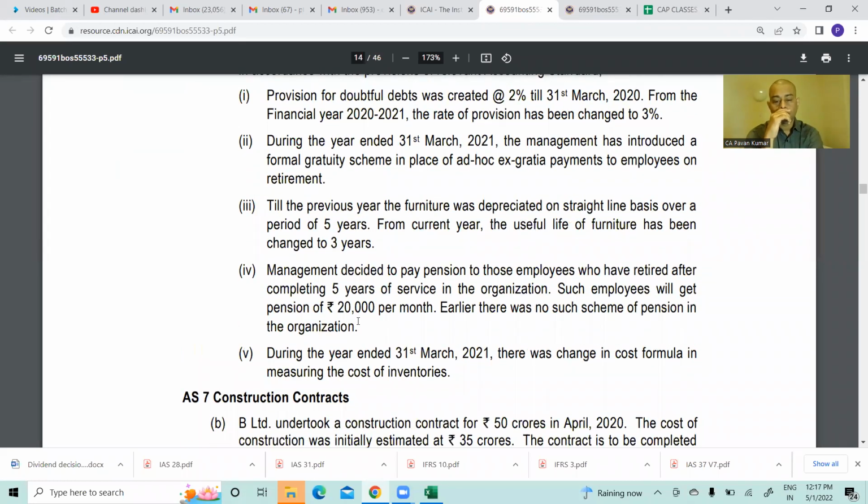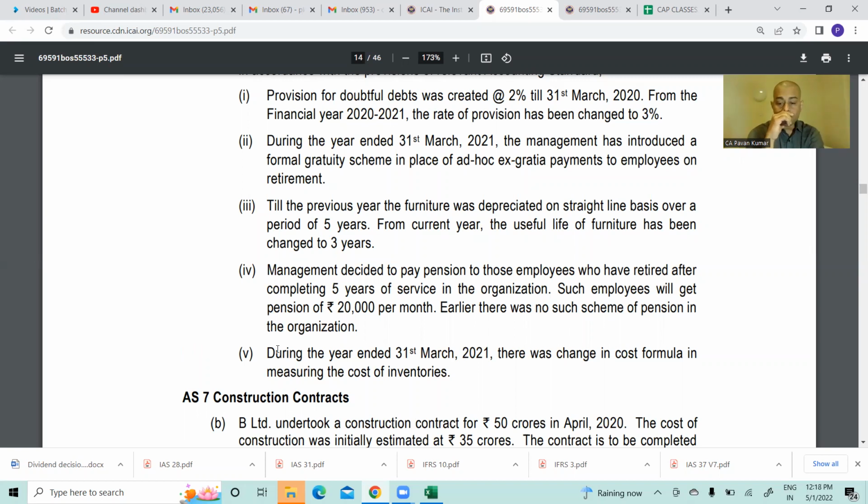Management decided to pay pension to those employees who have retired after completing 5 years of service in the organization. Such employees will get pension of rupees 20,000 per month. Earlier, there was no such scheme of pension in the organization. Important. So tell me, is there any change in accounting policy? No. This also clearly given. Those events which have not occurred earlier, or where there is no formal policy earlier, if you are introducing something new, that is not any change in accounting policy. So this is not a change in accounting policy.